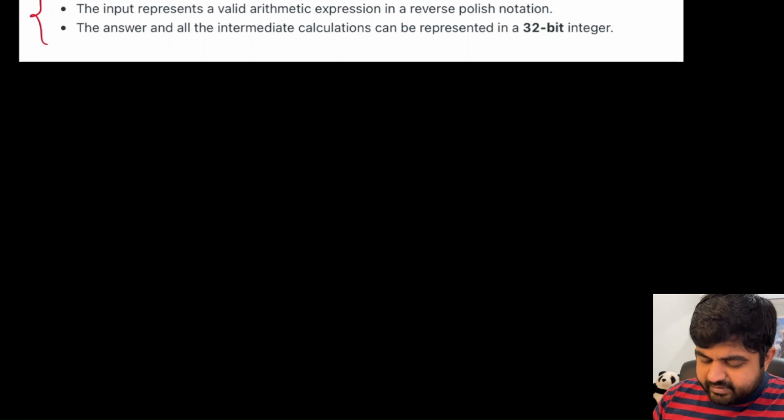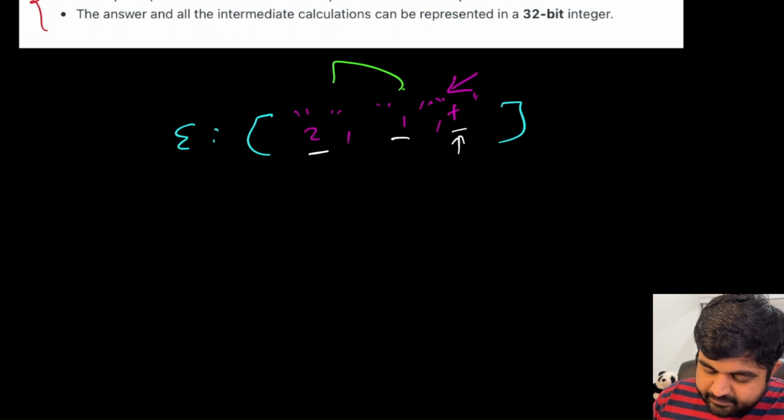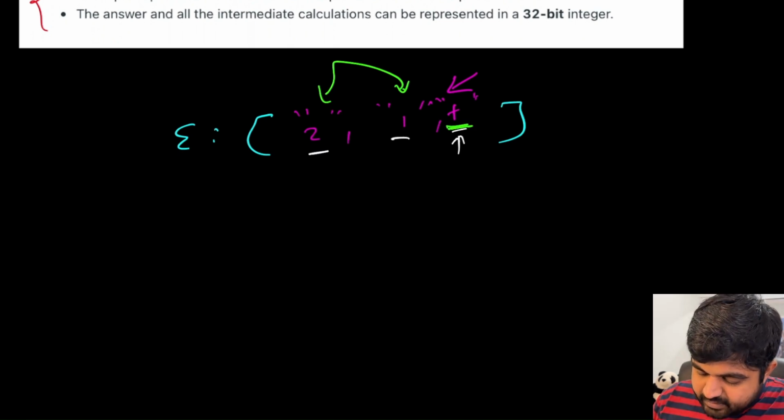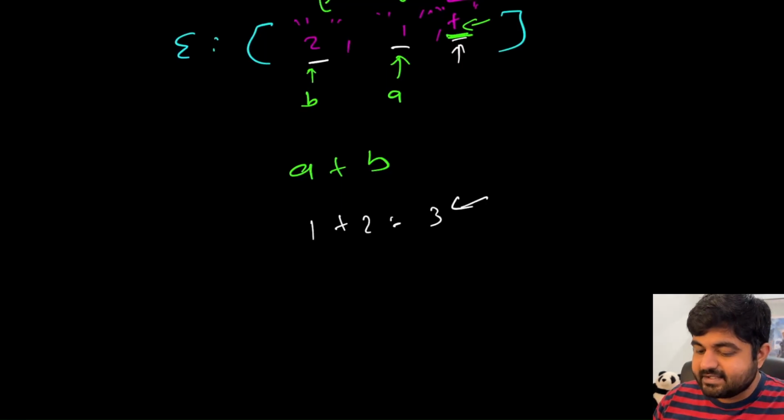So let's try to see one very simple example. In this case, the moment we identify an operator, we will have to go back and take the previous two elements, whatever the numbers are, and use them with this operator. So we are going to treat this as A, we are going to treat this as B, and since this is a plus operator, we are going to do A plus B. So we need to return 3 as the answer in this case.